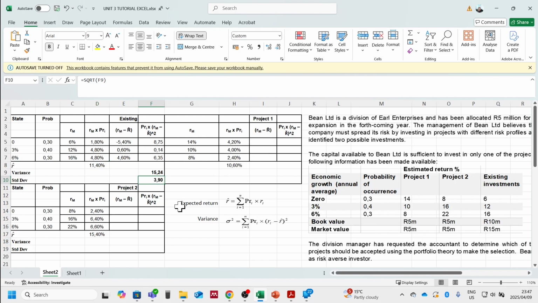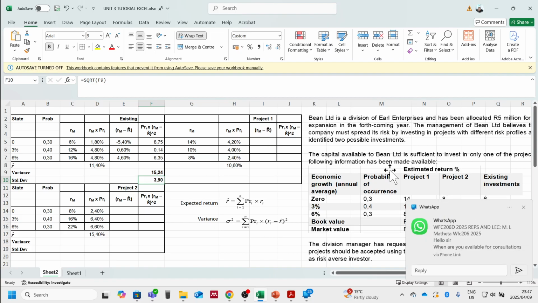Then we can do the same for project one and project two and measure them against each other. After that, we can combine them with our portfolio to assess which one is going to add value to our portfolio. So let's start with project one.